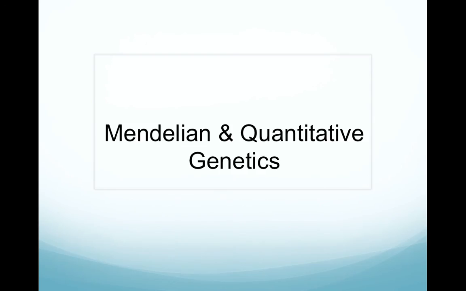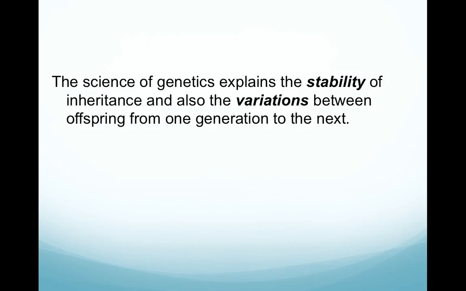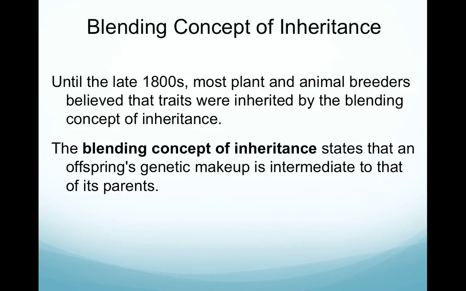Chapter 7 is on Mendelian and quantitative genetics, and this is a very interesting chapter. I think a lot of you will find this neat, to see how your genes and your characteristics have been inherited from your parents. The science of genetics explains the stability of inheritance, so why you are human, as are your parents, and also the variations between offspring from one generation to the next. So why you look different from your parents or why you look different from your siblings.